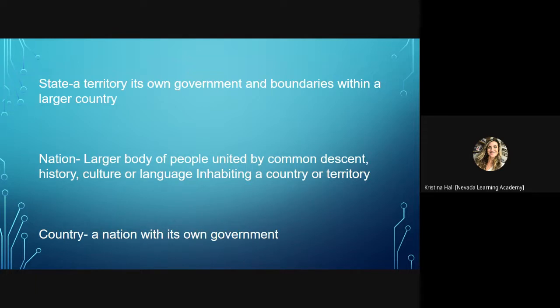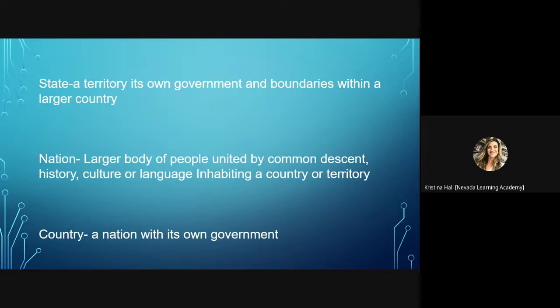Okay, so other countries like Canada, they might not call them states, they have provinces, okay, which are these smaller territories within a country, okay, so smaller governments within a larger government that rule along with, but under the guidance of, the larger government, okay.